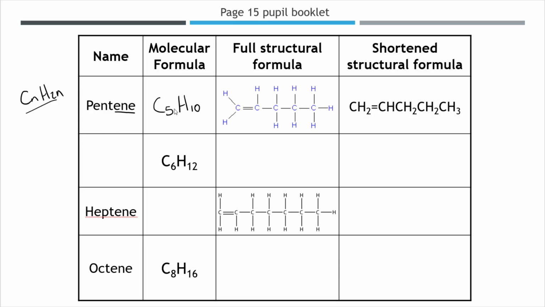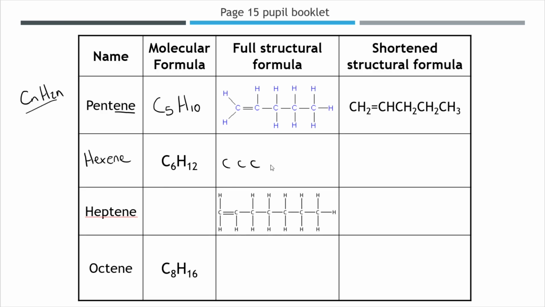Let's have a little look at the second one then. This time we've not been given a name, we've been given a molecular formula C6H12. Well, when we've got 6 carbons, we know the prefix for 6 is hex. This is looking like it fits into our general formula CnH2n. It's not CnH2n plus 2, so it's definitely not an alkane, it must be an alkene. So this is hexene. And now we can draw it out.